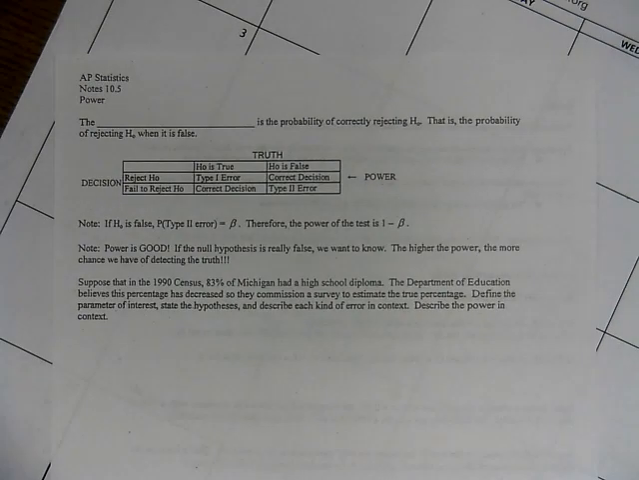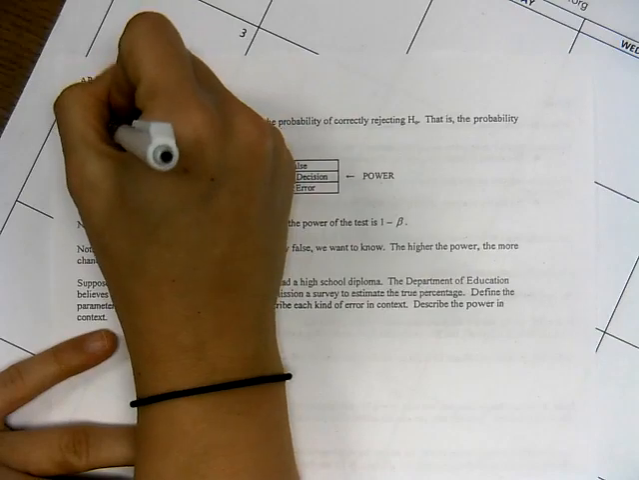So let's talk about the last section. There's no write-ups in this section. We're done with the write-ups. This last section is just about what we call power, the power of a test.